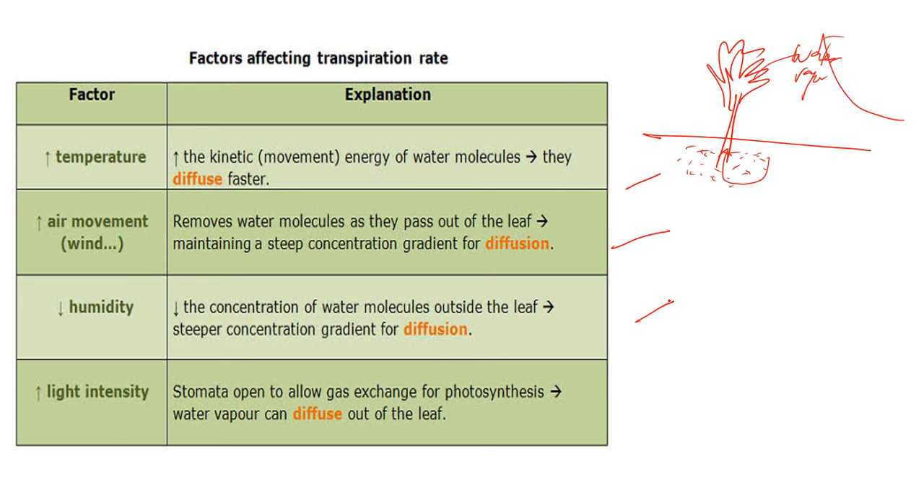Next is humidity. Humidity tells us how much water moisture there is in the atmosphere. Therefore, if there is a lot of water moisture in the atmosphere, the concentration gradient becomes less. The lesser the concentration gradient, the slower the rate of diffusion. Next is light intensity. The higher the light intensity, the greater the transpiration process, because water vapor escapes out of the stoma of the leaf.